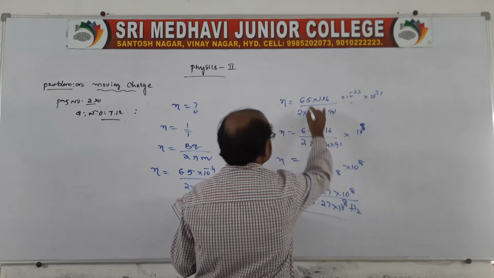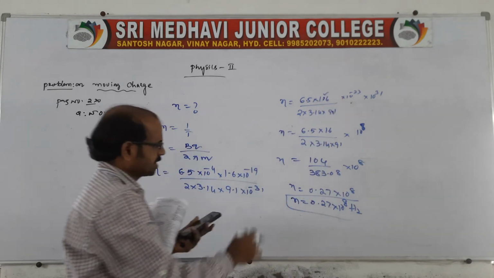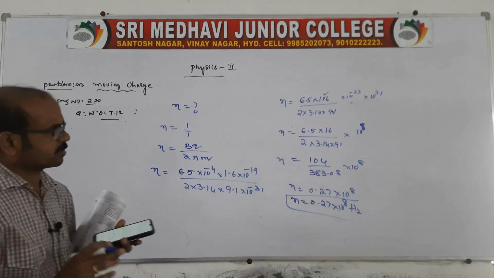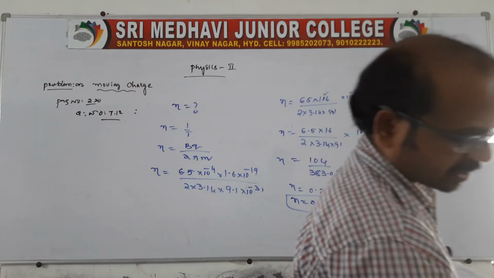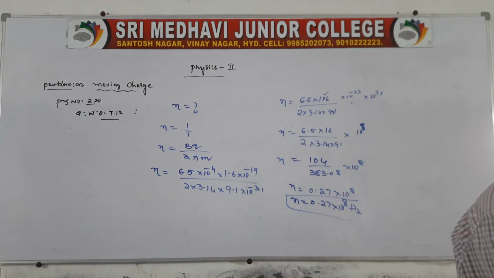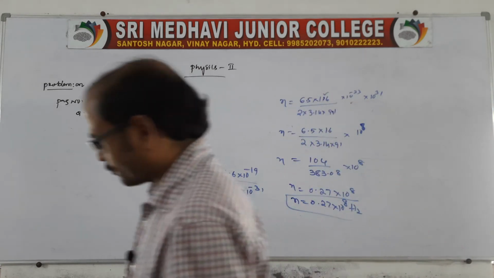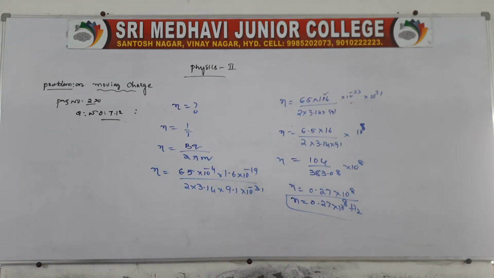Actually it is taken as 1.5 here, so there is a little difference we're getting, no problem, but the method remains the same. Clear? So this is the way we need to solve problems related to this. Clear? Now let us move to the next one.